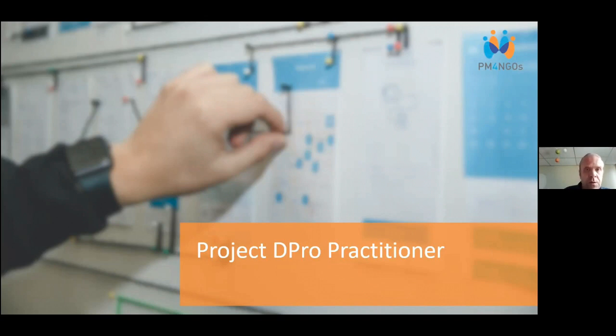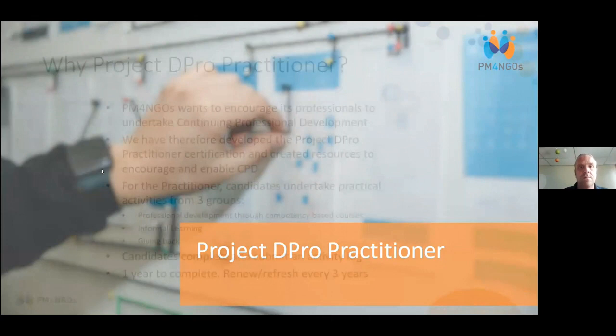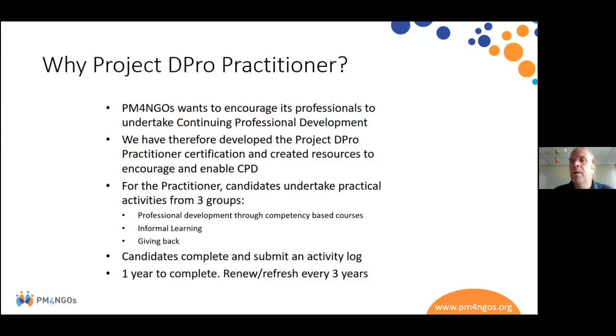What we're going to do now is talk a little bit about why PM4NGOs changed over to a practitioner qualification. Well, we at PM4NGOs are very big on continuous professional development. Previously, as I'm sure many of you know, the level two qualification, which the practitioner is replacing, was just an exam. And exams are fine, but they are a test of knowledge. And what we wanted to do was give people who use Project DPro the opportunity to demonstrate their continuous professional development in the field of project management in the development sector. And so for that reason, we have changed the system over.